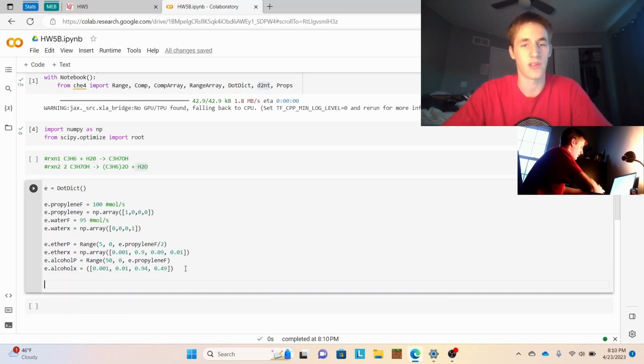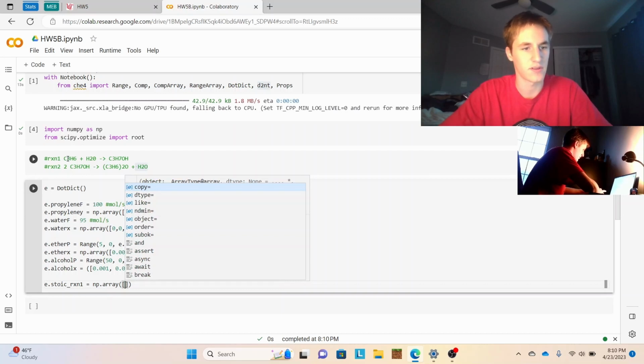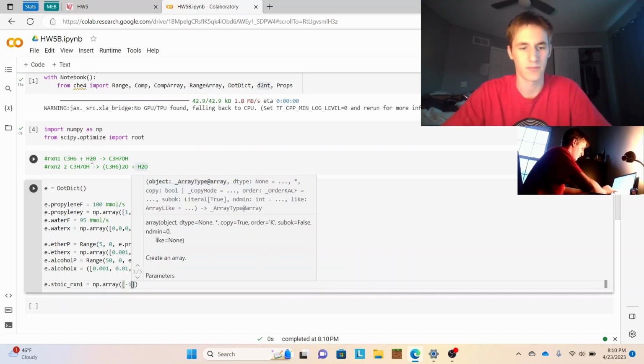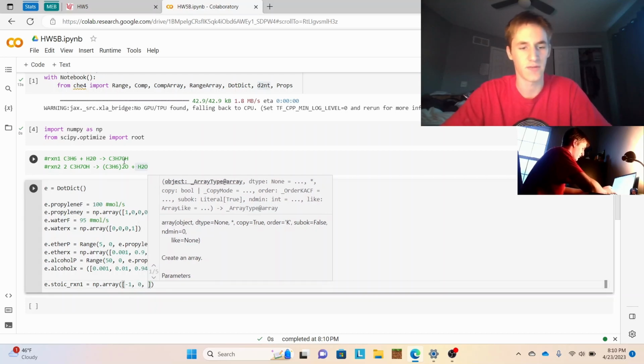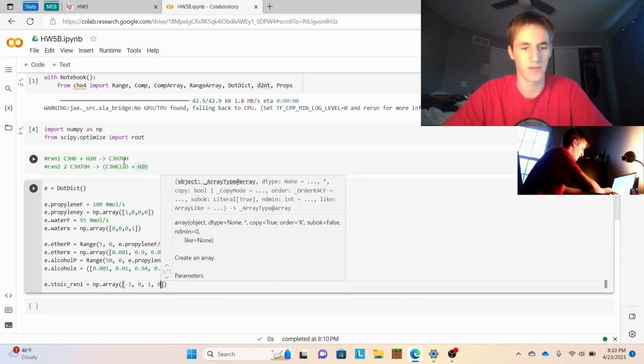So now I need to do the extent of the reaction, right? So the first thing I actually need to do is write out our stoichiometric ratios here. So the stoichiometric ratio for reaction 1 is going to be an array. And if we look here, right, reaction 1, we lose a propylene and a water, and we gain an alcohol. So we're going to do -1, 0, 1, -1.